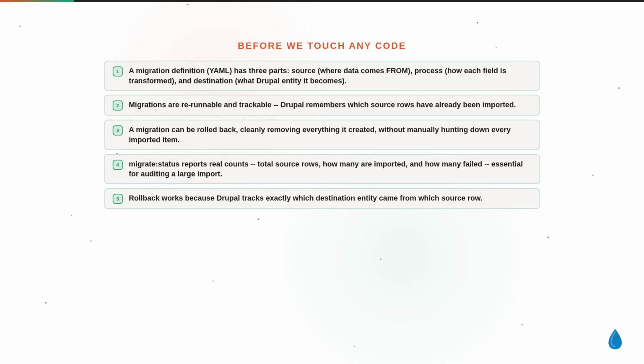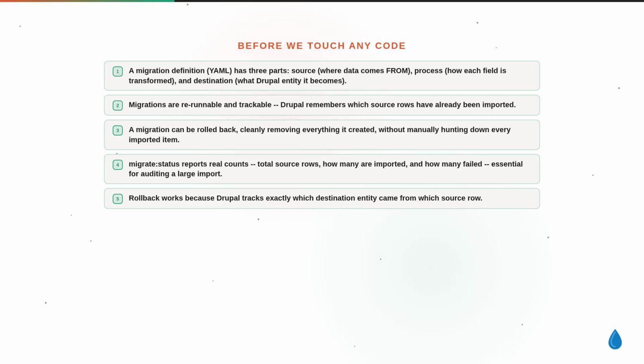A migration definition YAML has three parts: source, where data comes from; process, how each field is transformed; and destination, what Drupal entity it becomes. Migrations are re-runnable and trackable. Drupal remembers which source rows have already been imported. A migration can be rolled back, cleanly removing everything it created, without manually hunting down every imported item.